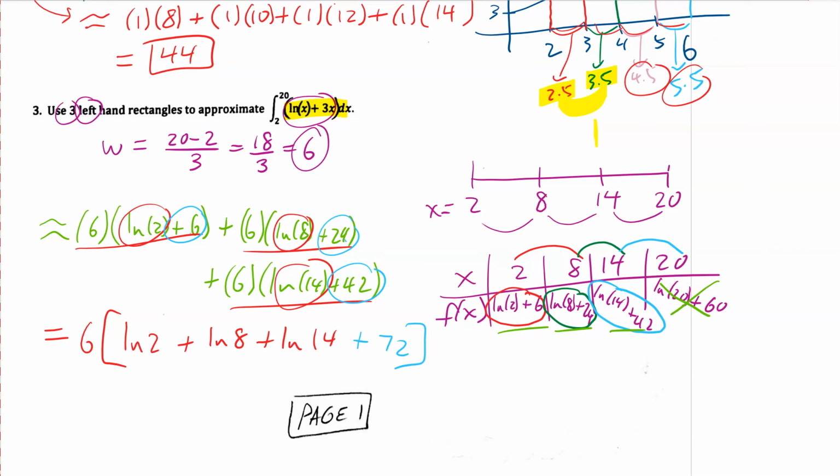If you put this in the calculator, you're going to get approximately 464.4699, if I'm not mistaken. Let me double check that real quick. Let's see, it's 6 times the ln2 plus the ln8 plus the ln14 plus the 72. Yes, 464.4698763. So we'll go 4699.